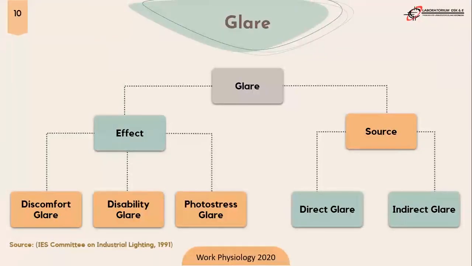First is discomfort glare, which causes subjective feelings of disturbance, usually eye strain, and then disability glare, which causes a decrease in vision ability. And the last is photostress glare, which causes a delay in restoration of the visual system.